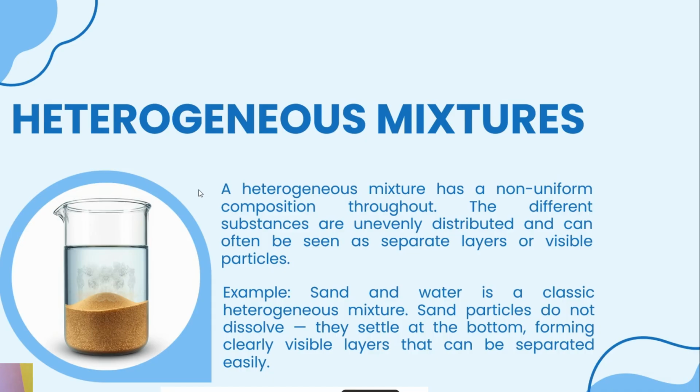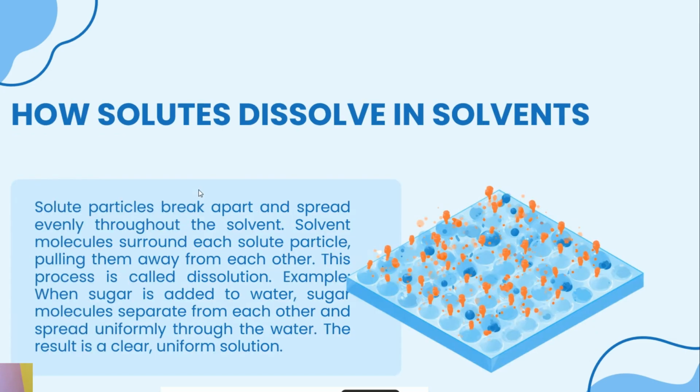Heterogeneous mixtures have a non-uniform composition throughout. The different substances are unevenly distributed and can often be seen as separate layers or visible particles. Example: sand and water is a classic heterogeneous mixture. Sand particles do not dissolve, they settle at the bottom, forming clearly visible layers that can be separated easily.